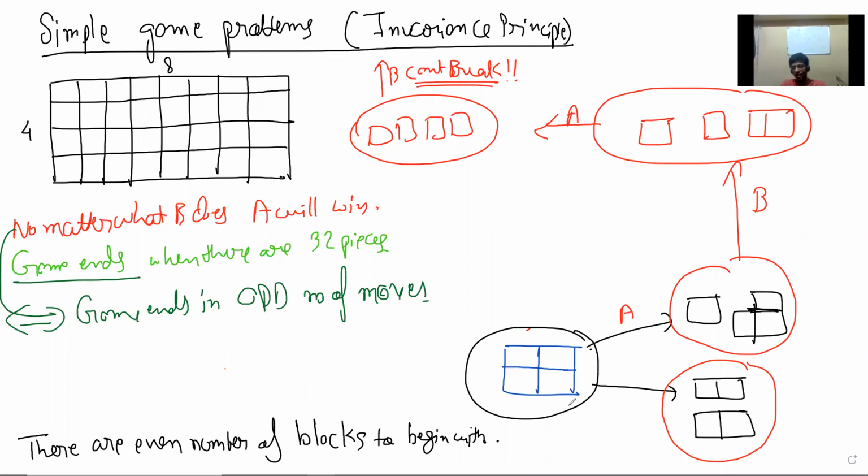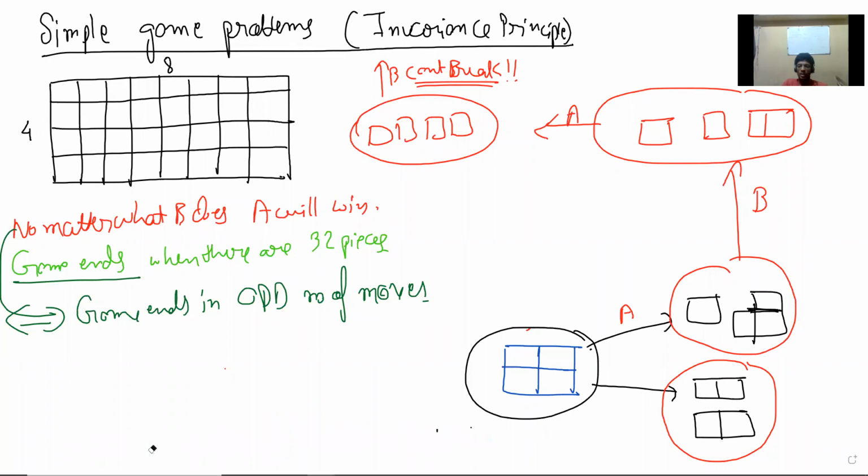Even if you break it in the second way, you will see that in an odd number of steps the game ends, and then B's turn comes on an even number, and he has nothing to break. So we just want to show that the game takes an odd number of steps. 31 steps, right? The claim is that you will always need 31 steps to break a chocolate bar like this into one by one cells.